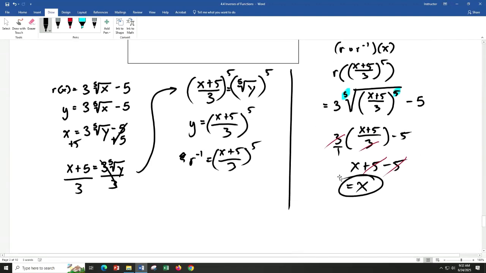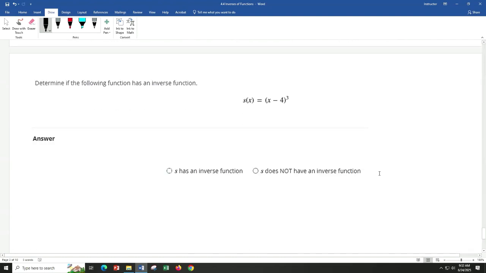This last one here, all it says is determine if the following function has an inverse. Does it? No. It doesn't? Yeah. What is its base function? X cubed, right? What does my graph look like in X cubed? Kind of like a sideways backwards S, doesn't it?